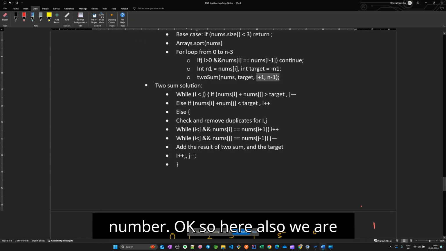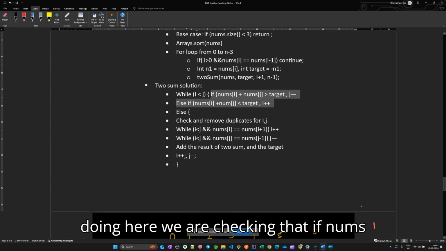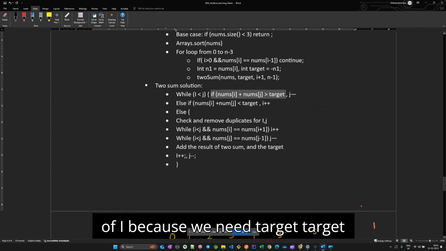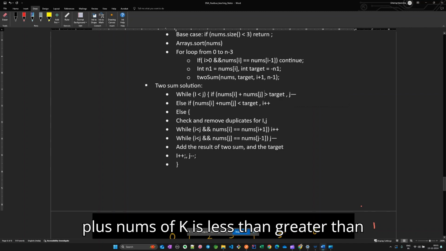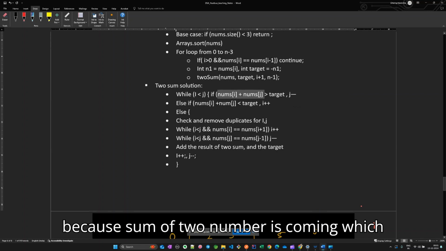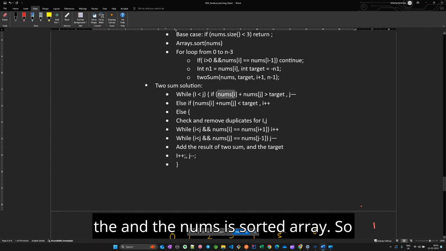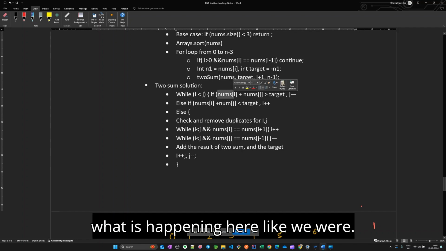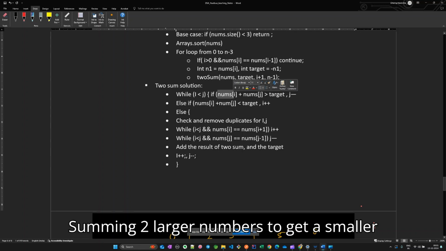Okay, so here we are checking nums of i, because we need the target number. We check if nums of i plus nums of j is greater than target. This is the overflow condition, because the sum of two numbers is coming out greater than target. And nums is a sorted array. So what is happening here? We were summing two larger numbers to get a smaller number.